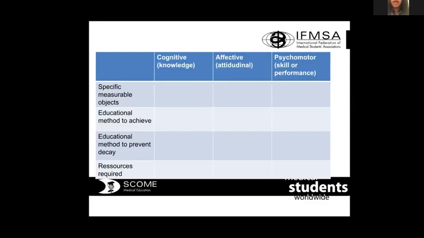In the cognitive domain, I mainly aim at knowledge, and in the affective domain, we mean knowledge or training that affects the attitude and the behavior of the learner. And psychomotor is the training by the end of which the learner will get the skill.